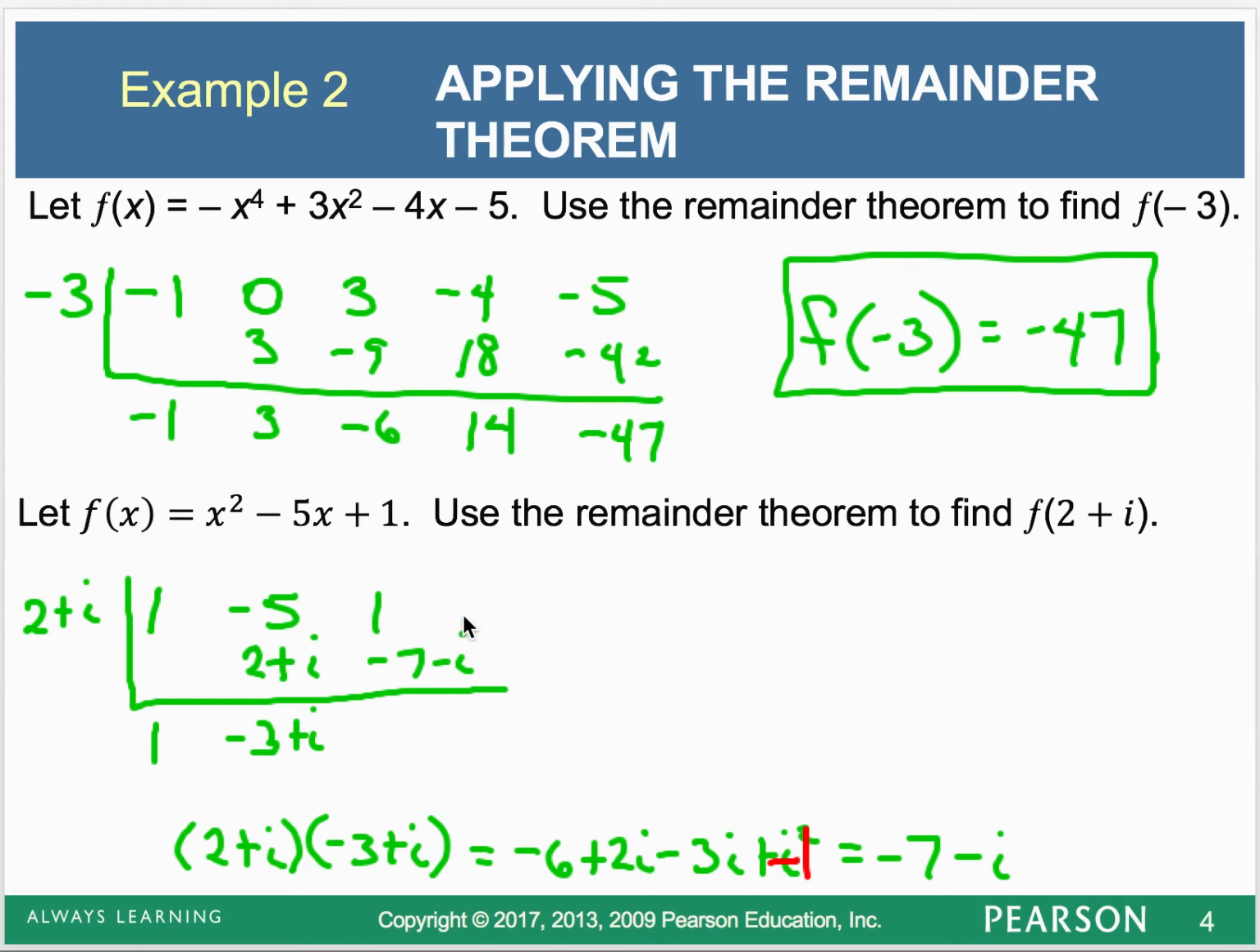And once again, I don't have an imaginary part, so I just add the real number parts. So 1 minus 7, -6 minus i. F of 2 plus i is -6 minus i.